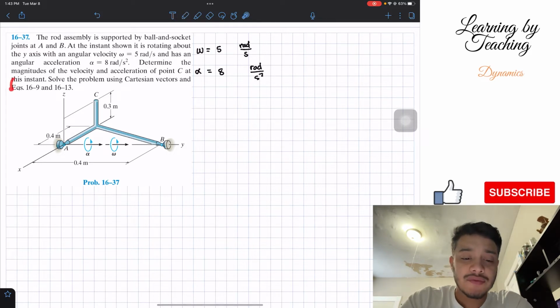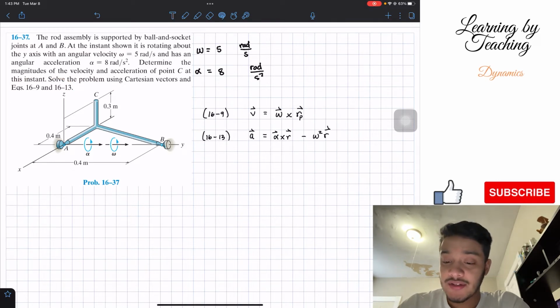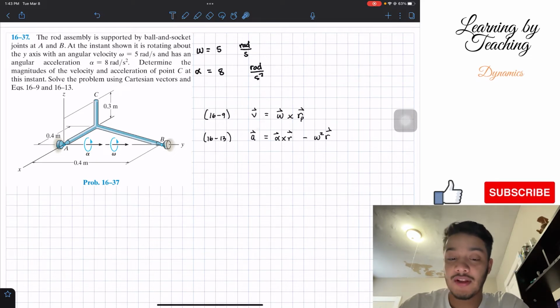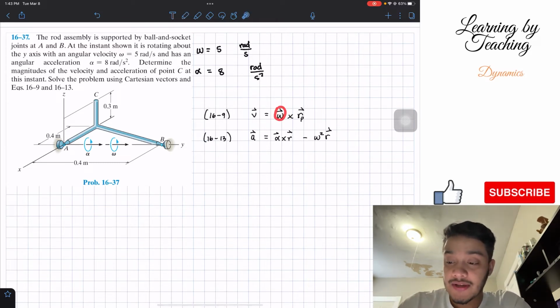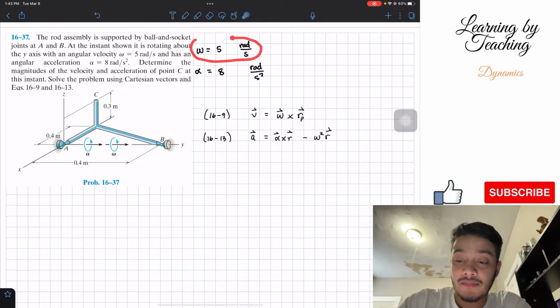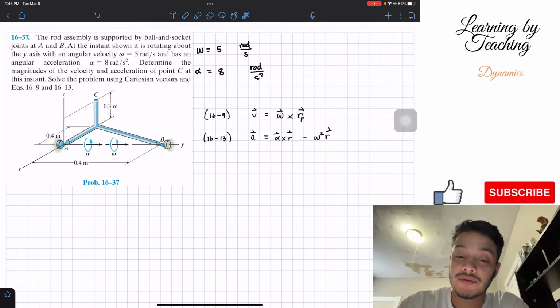And also, the problem is telling me to utilize equations 16.9 and 16.13. What are these equations? Well, these are the equations for velocity and for acceleration, okay? You're utilizing vectors. So now that we know that we are utilizing vectors, we need the vector of the velocity and the vector of my acceleration to solve this problem. So, we have the angular velocity, but it's not in vector form. It's not in Cartesian form, if we want to say it this way.